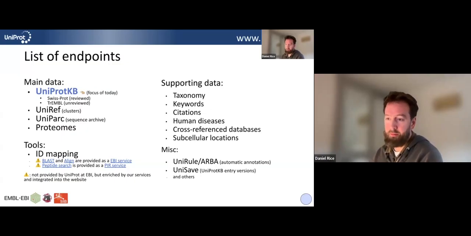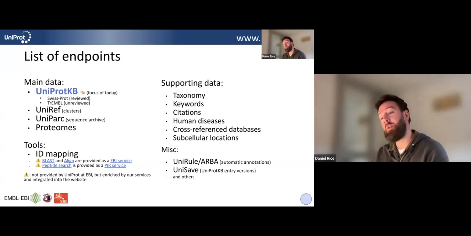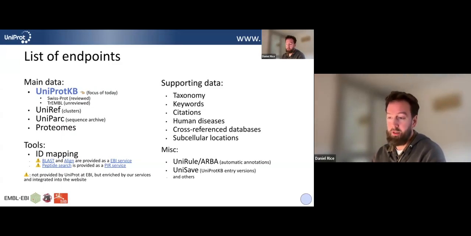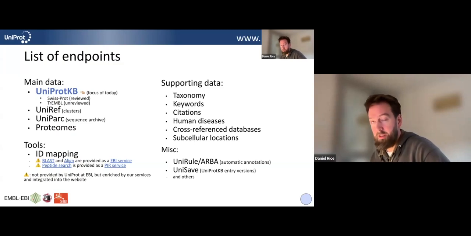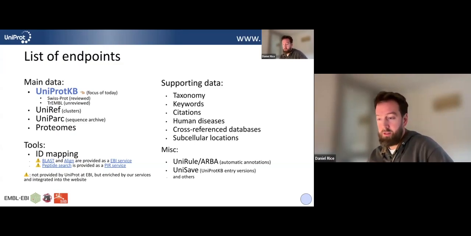And then we have sequence alignments for BLAST when you want to find a sequence within our database, or if you want to align your own sequences. And both of these are provided by the EBI service. So we're basically taking the job and then passing it to the EBI job dispatcher service, and they return the results to us, and we pass that on to the user.